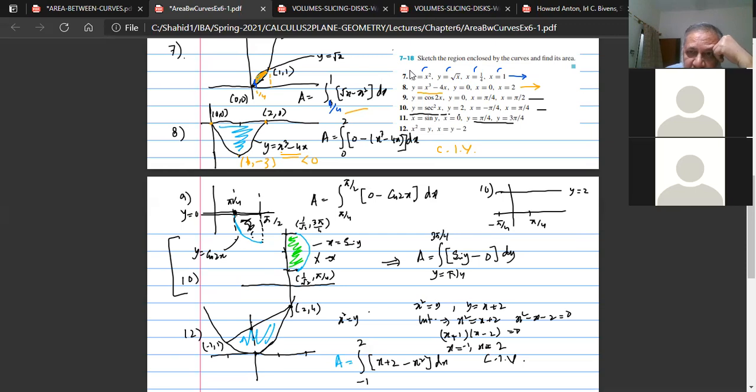So what will be 1 upon cos minus pi by 4 squared? That will be the y value at x equal to minus pi by 4. So cos minus pi by 4 is 1 upon root 2, that is 1 upon 2, 1 upon 1 upon 2. So it comes here.